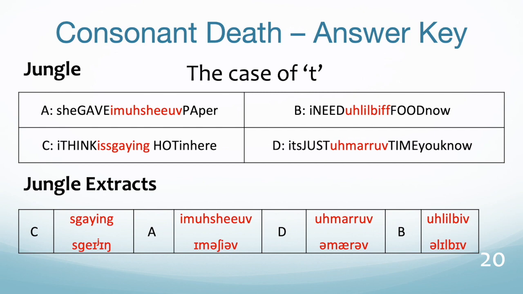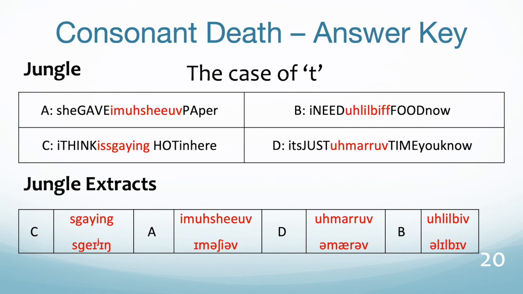And here's a sight substance version of the answer sheet. So A, in more careful speech, would be she gave him a sheet of paper. And B is I need a little bit of food now. And C is I think it's getting hot in here. And D, it's just a matter of time, you know.